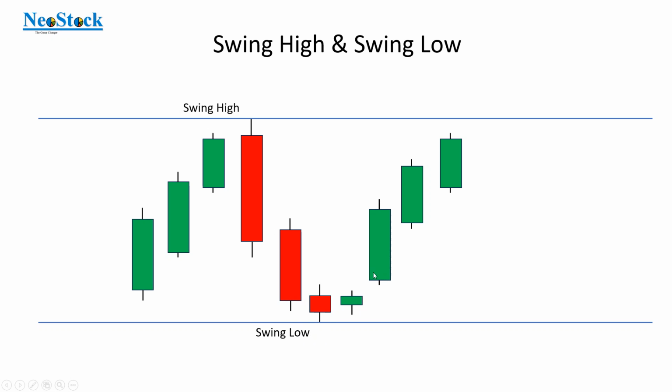In this turning point, you have to look into the low point. In this turning point, you have to look into the high point. Because this is the high point, we are calling it swing high. Because now prices are falling down and again turning back. While falling down, we find the low point. That's why this is called swing low. These turning points are also called pivots.